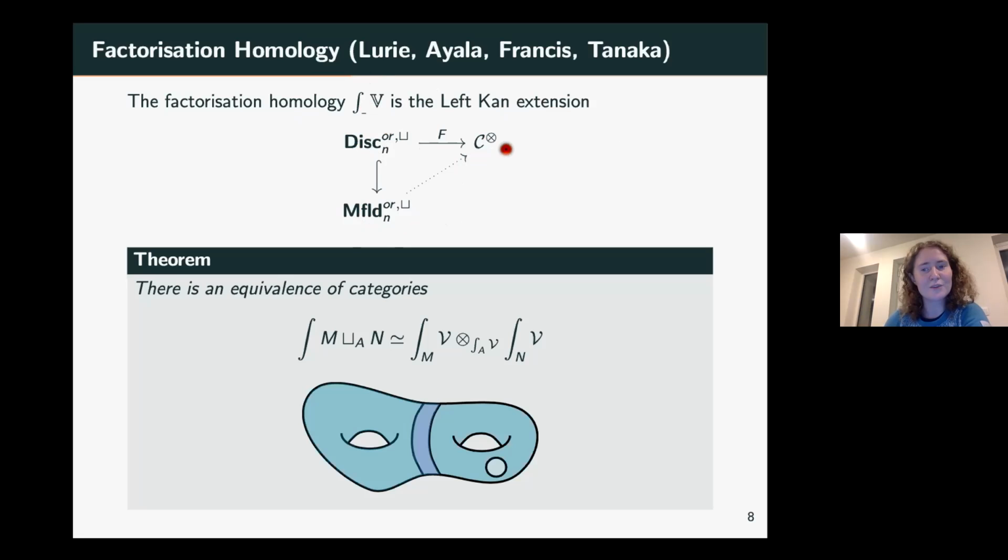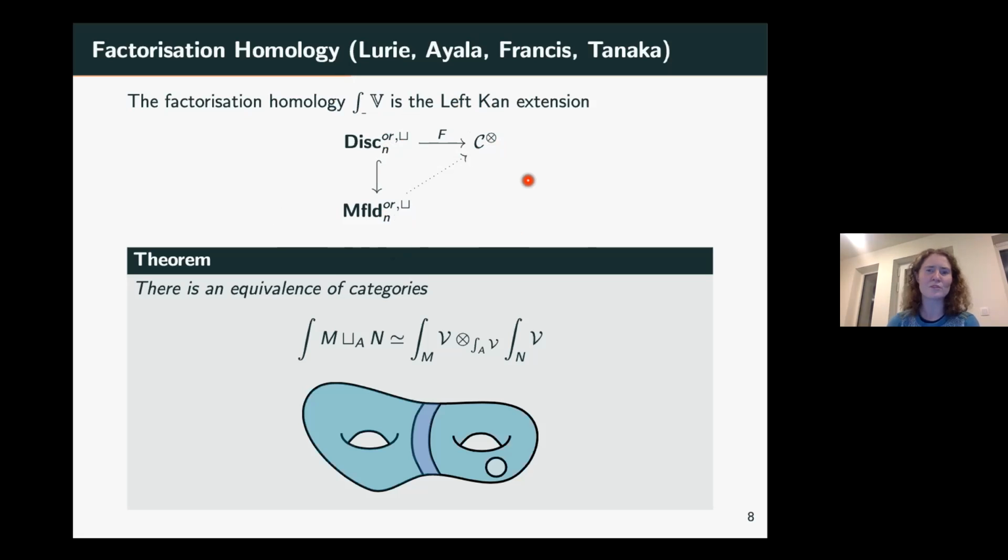And the point about this is that what I mean by a left Kan extension, is essentially the best functor for the job. So it essentially satisfies the universal property, which means that this is the correct extension of this functor to manifolds. So the point, though, about this definition, I don't think I've necessarily explained it very well, but you don't really think of a factorization homology as a left Kan extension, or at least I don't. I usually think of it as a homology theory.